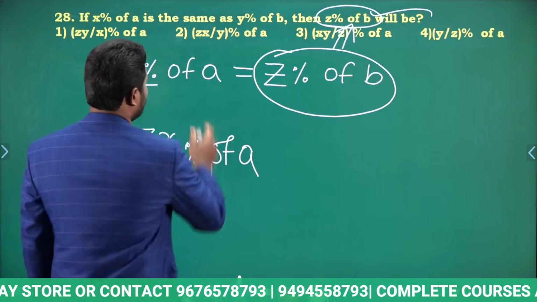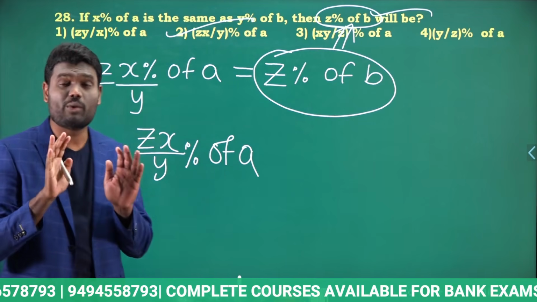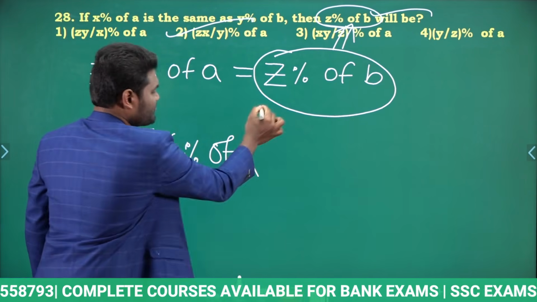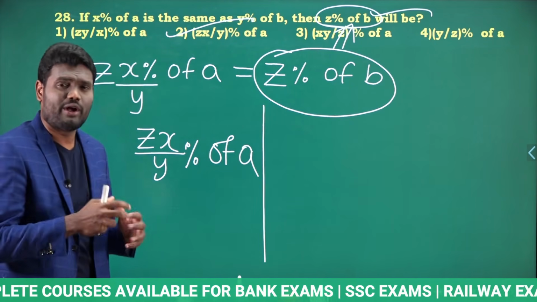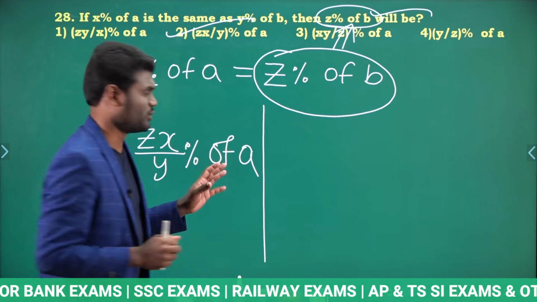Where do you have that option? Zx by y percent of A, which is the second option. Very simple question. If it is not clear, I am going to explain one more time. Just observe here carefully. Truly speaking, this is a very simple question.